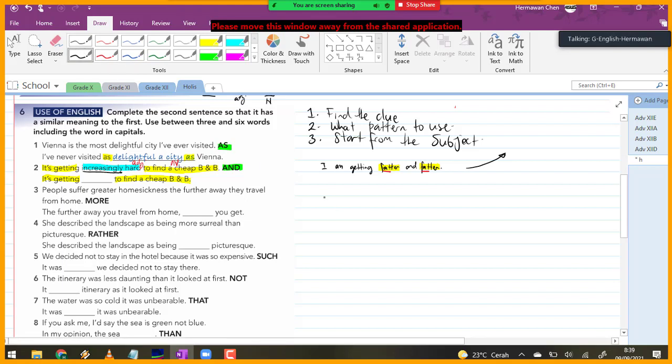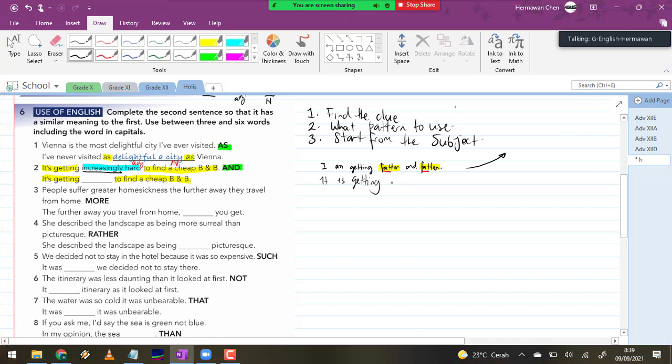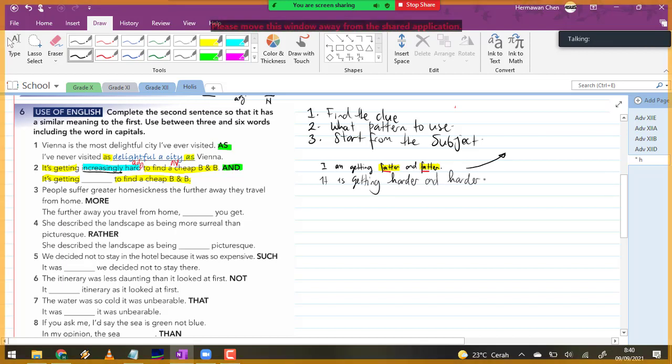Okay, let's use the pattern. It is getting. Comparative and comparative. What is the adjective used here in the question? Hard. Put it into comparative and comparative, it becomes it's getting harder and harder. That's it. That's the result. We use and, we use the adjective hard taken from the question above. That is number 2. Any question, guys?